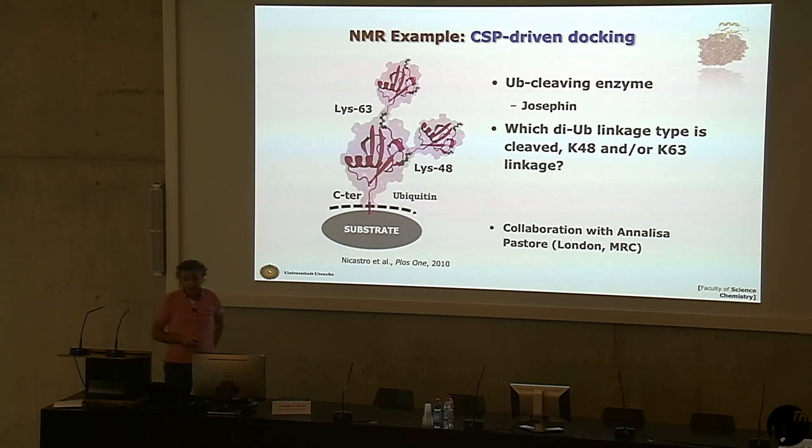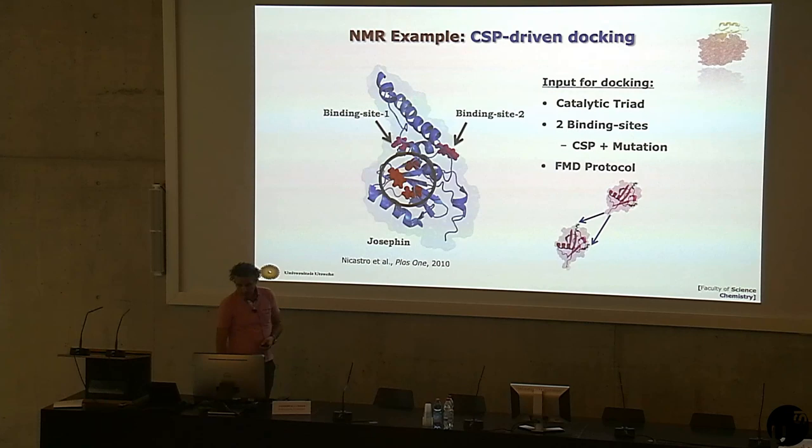There's an enzyme called Josephin, which cleaves ubiquitin before the substrate is degraded. So we want to avoid degrading ubiquitin. We want to reuse ubiquitin to tag other proteins. And the question they were asking was, is there a preference of the enzyme for lysine 48 or lysine 63 linkage? Again, they could not solve the structure of the complex by classical NMR, but there was information about the binding site. From chemical shift perturbation experiments, there were two binding sites identified on Josephin, one on this side, one on this side. There were also some mutation data.